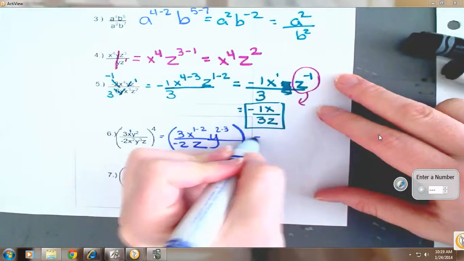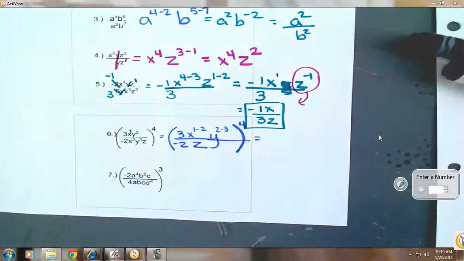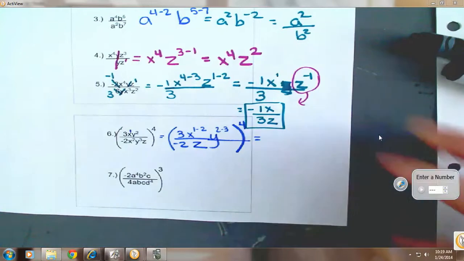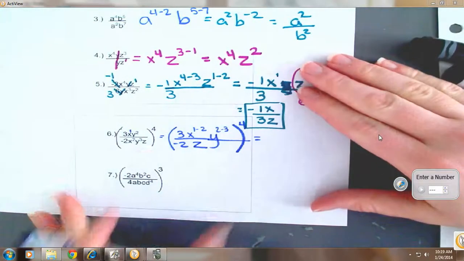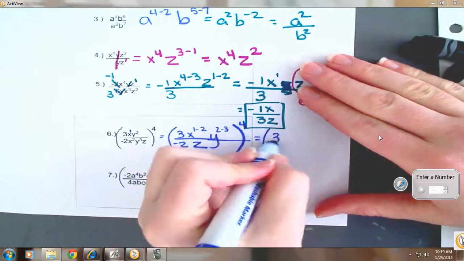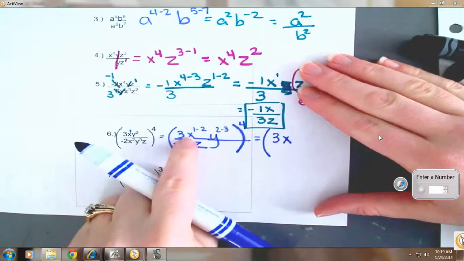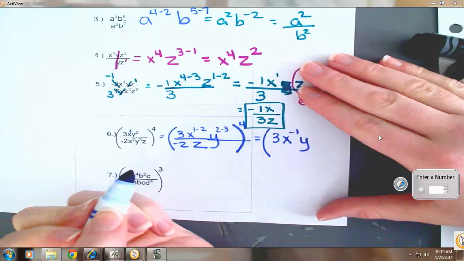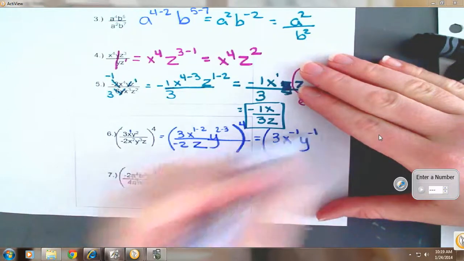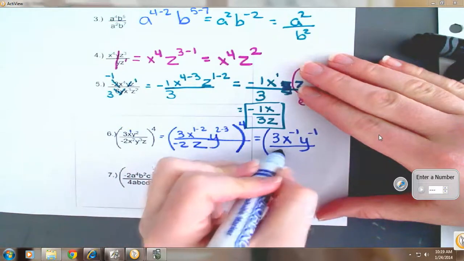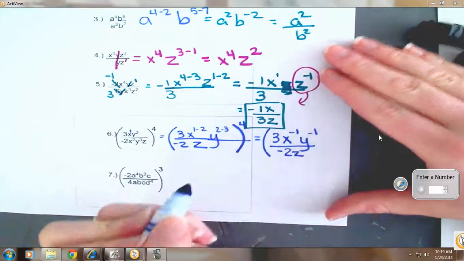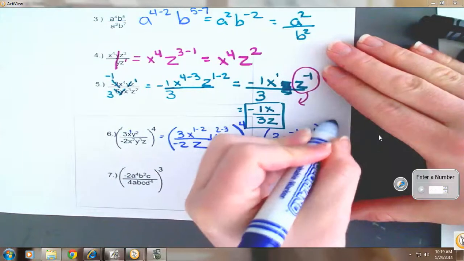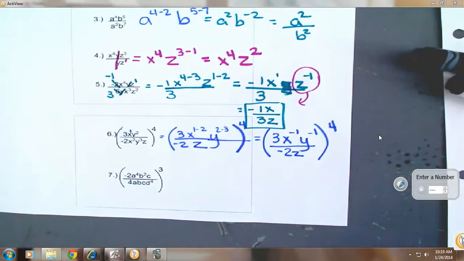Now let's clean this up a little bit. It's all still to the 4th power. So we have in our numerator 3x to what power? Negative 1. Y to the negative 1 divided by negative 2z. All raised to the 4th power. Let's keep going.